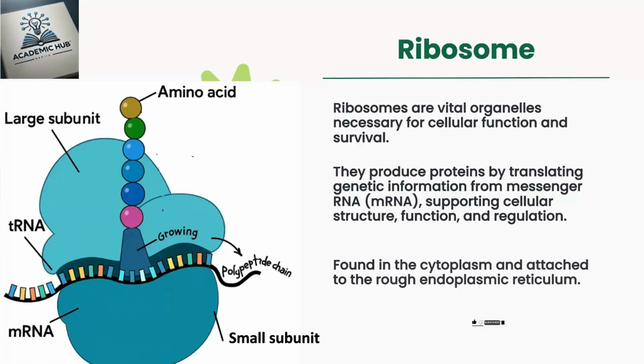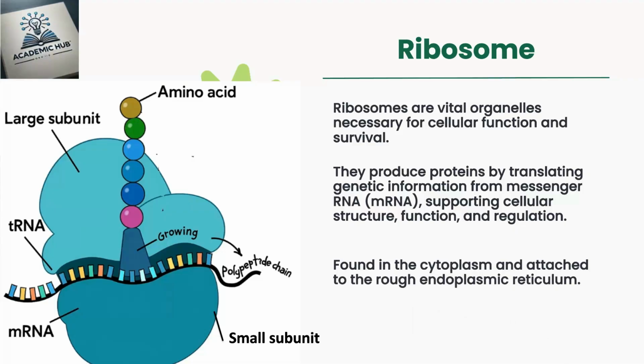Next is bound ribosomes. Bound ribosomes are attached to the rough endoplasmic reticulum (RER) and synthesize proteins that are exported outside the cell or used in the membrane. For example, antibody production in human immune cells. White blood cells produce antibodies to fight infections. These proteins are synthesized by bound ribosomes and released into the bloodstream.